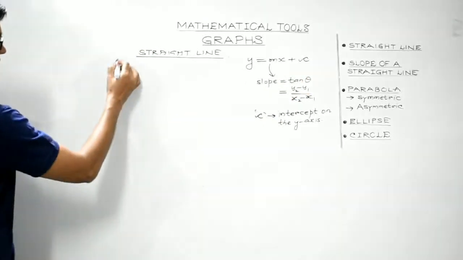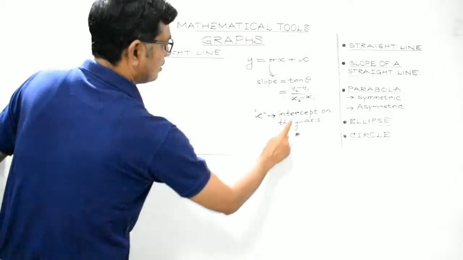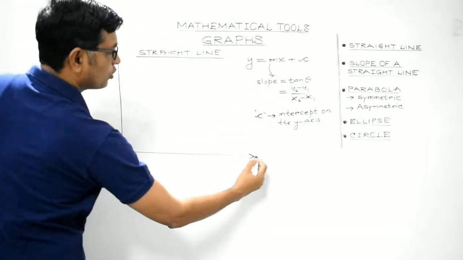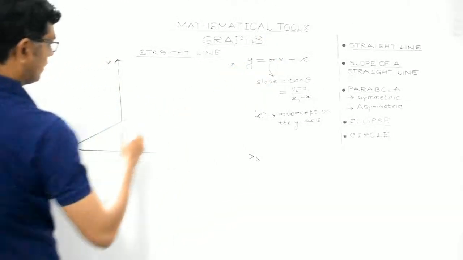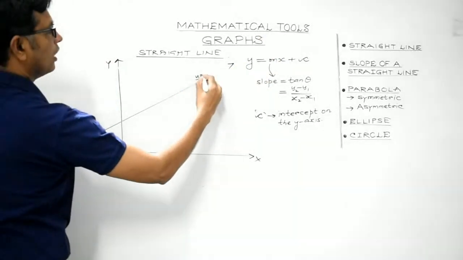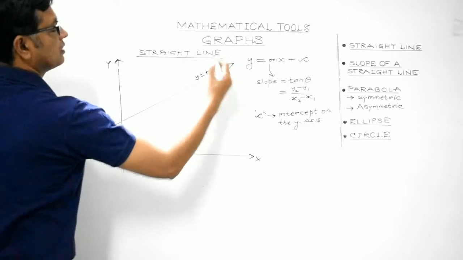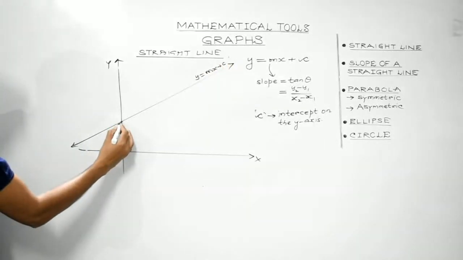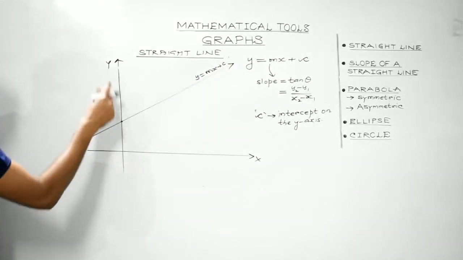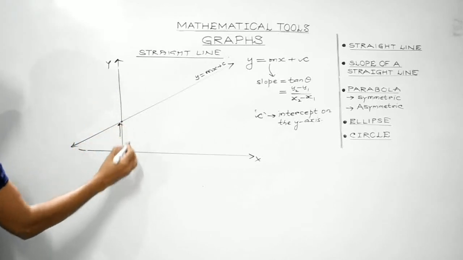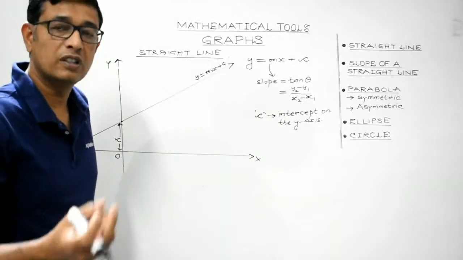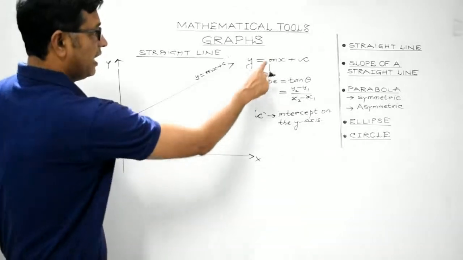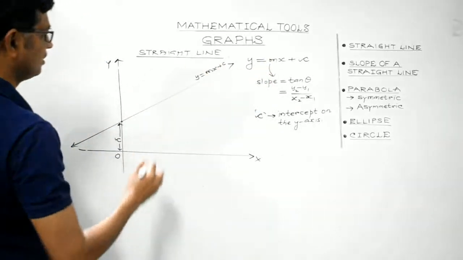So let us discuss the slope. Suppose this is the x-axis and this is the y-axis. This is the straight line, y is equal to mx plus c, right? This is the point where the straight line intersects the y-axis. So this distance from the origin is c. In this case, c is constant, which is the intercept on the y-axis, right? m stands for the slope, that we'll discuss.